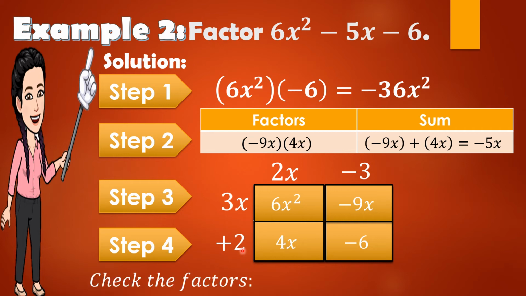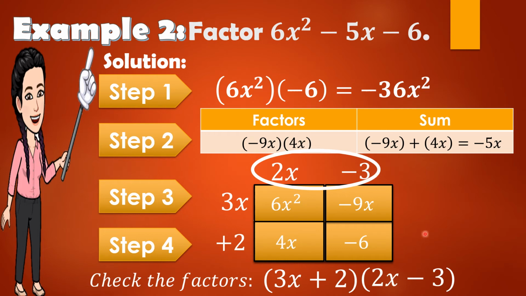Para sa factored form, pagsasamahin lang natin ang 3x plus 2 at 2x minus 3. Again, i-check natin kung tama ang nakuha natin na combination. Kapag hindi, pwede natin pagpalit-palitin ang ating mga common factors.